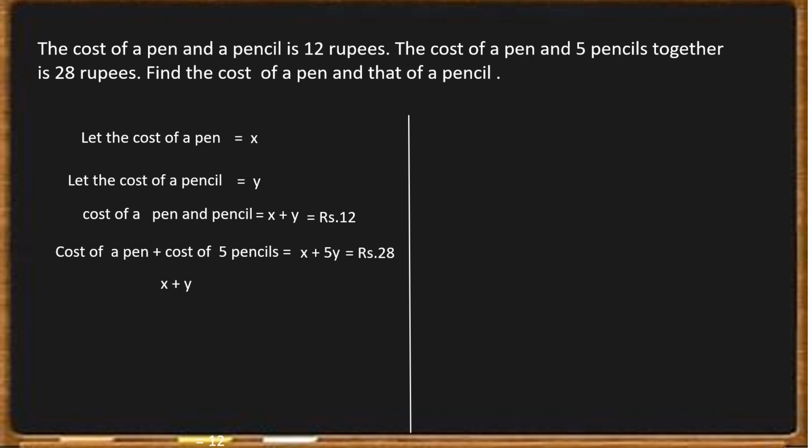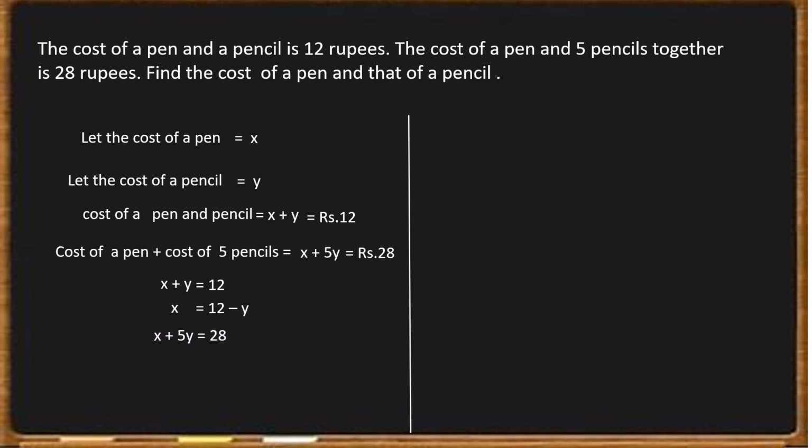Now look at the equation x plus y equal to 12. What was our next step that we have done in the previous cases? Yes, we have changed one letter in terms of the other. That is, here we are taking x on one side and bringing y to the next side. That is, x equal to 12 minus y. So this is an important equation.